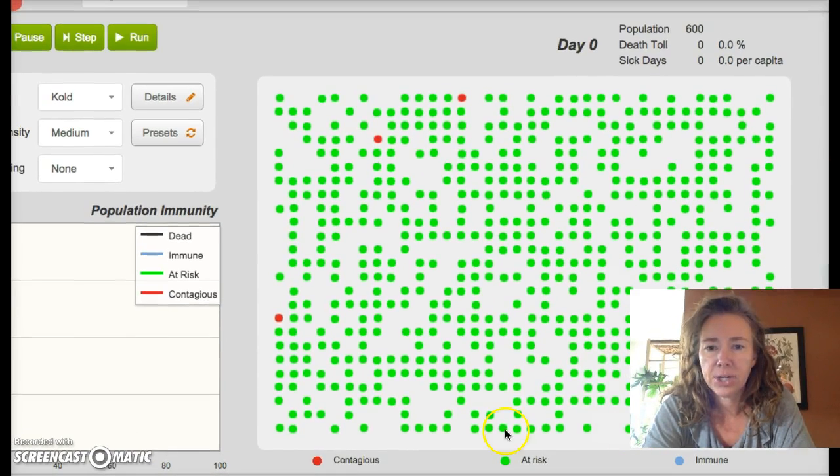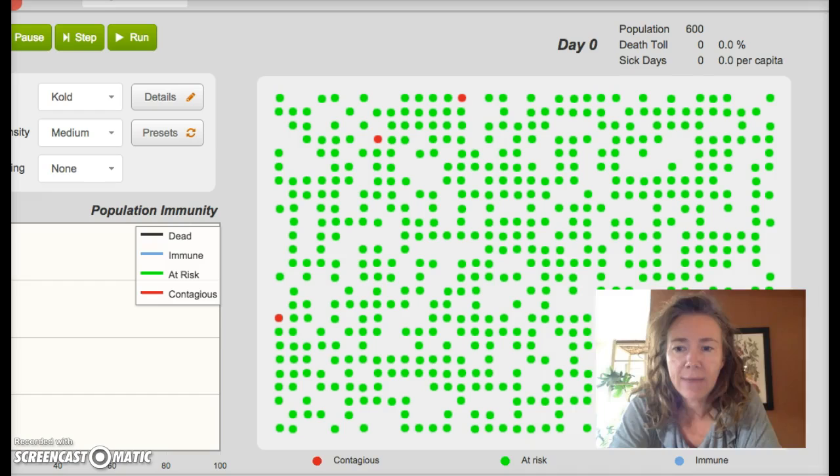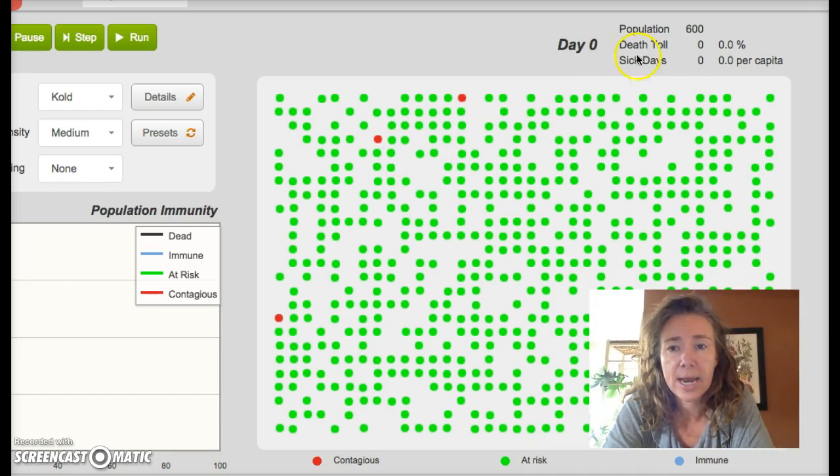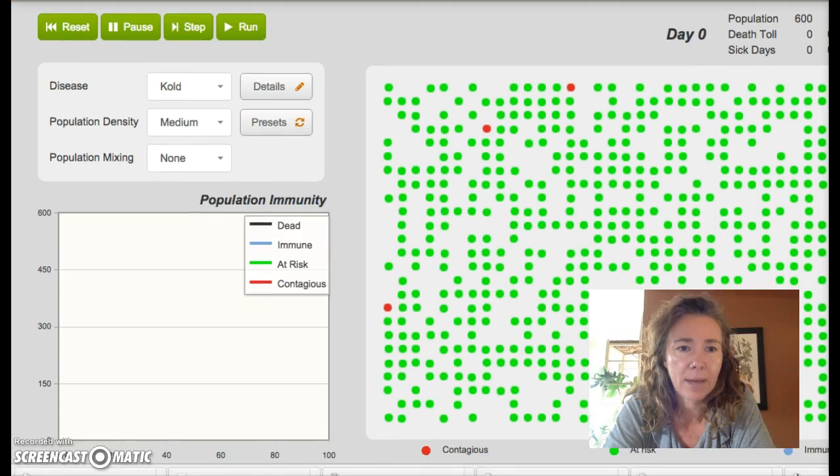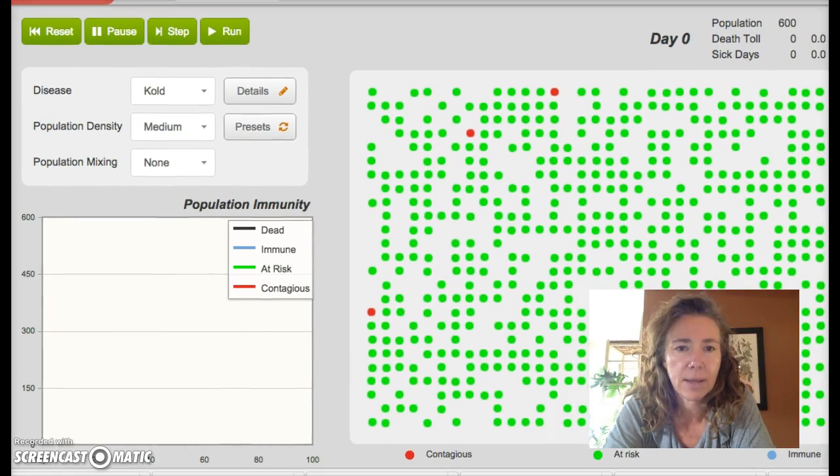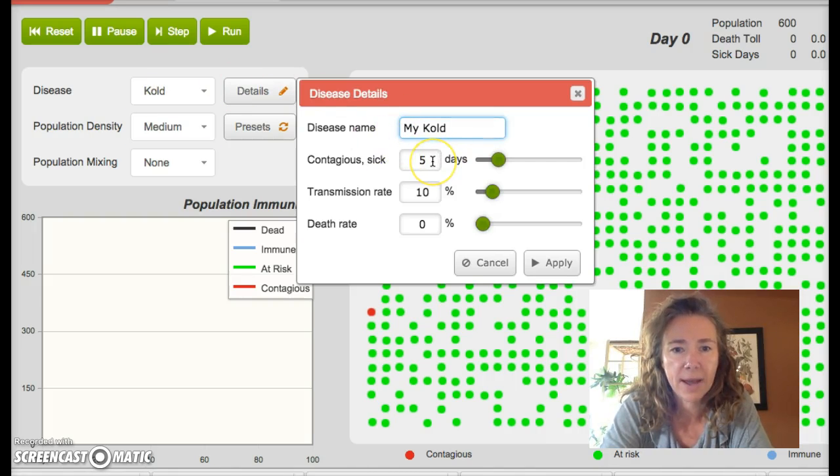So the little buttons here, you can see that the people that are contagious are in red, and the people that are immune, I don't see any immunity because this is a virgin field. This is a brand new virus, so no one's had a chance to develop immunity. I've got about 3 sick folks and a population of about 600. Starting at day 0, no one's died. Hallelujah, no one's sick. But I'm going to make predictions about how sick this disease might get people. And this cold lasts for about 5 days.